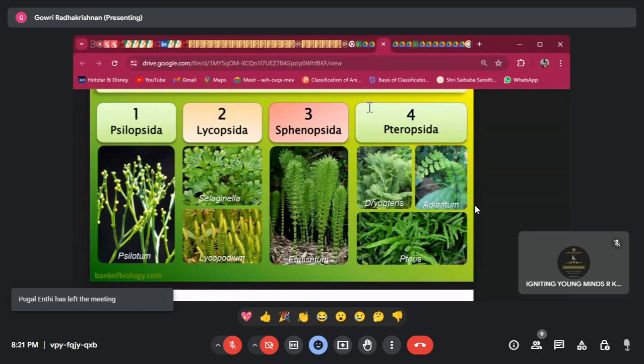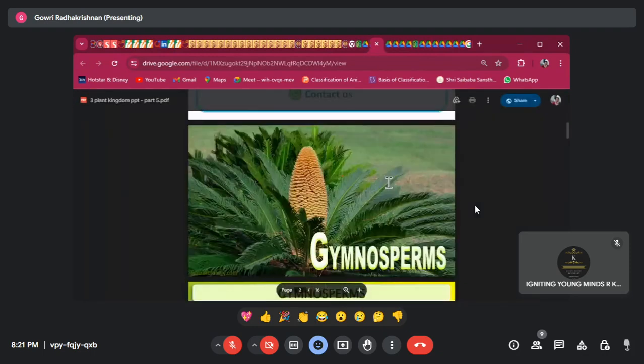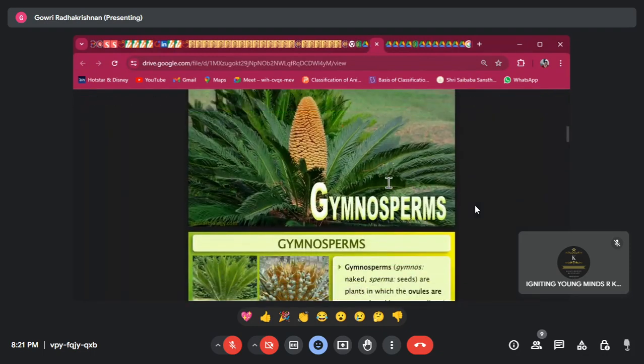We are just looking at various characteristic features, how the sexual behavior is there, and what the morphological features are. Everything we are seeing for every type of plant. Now next is gymnosperm.